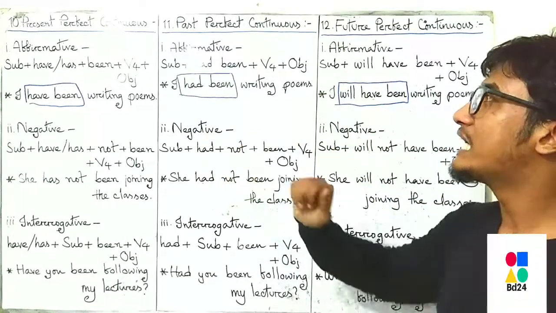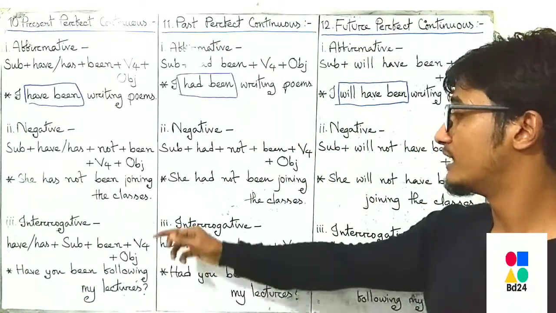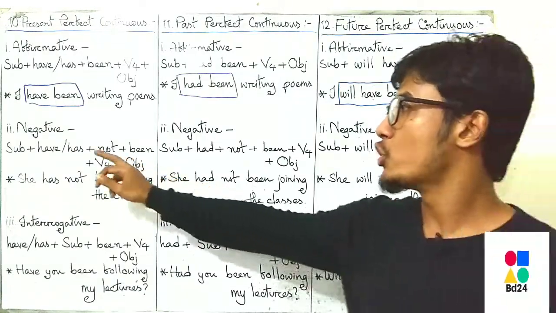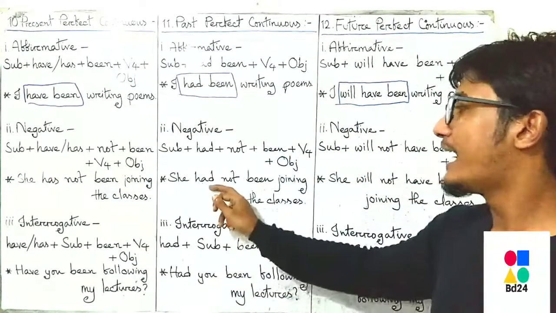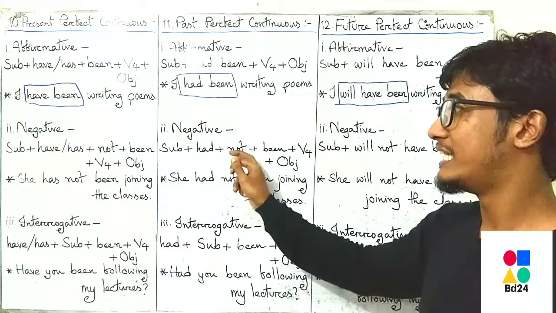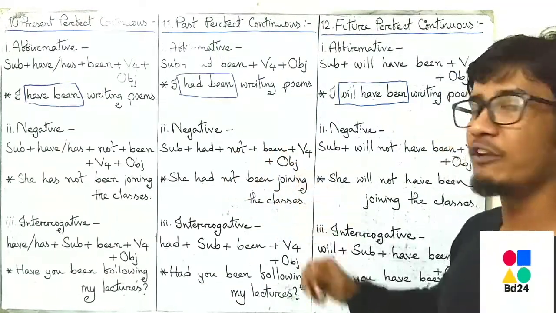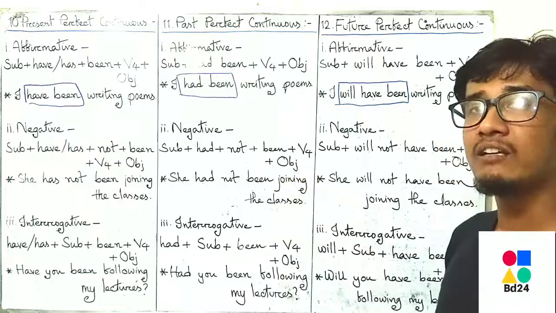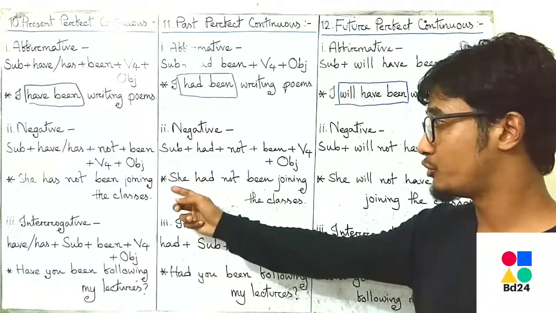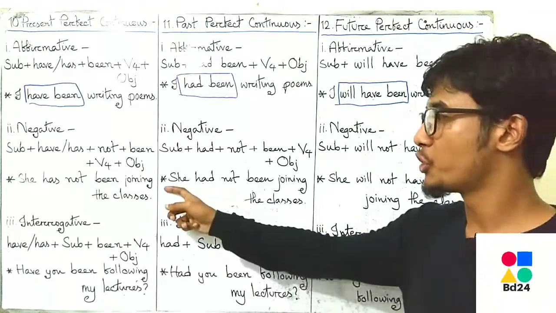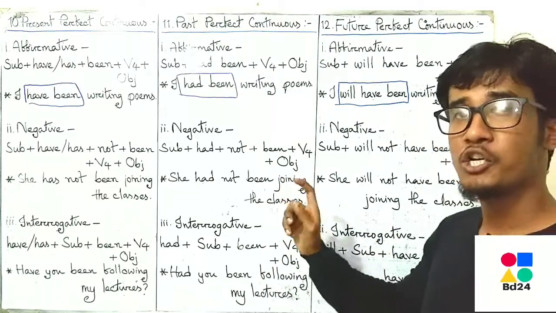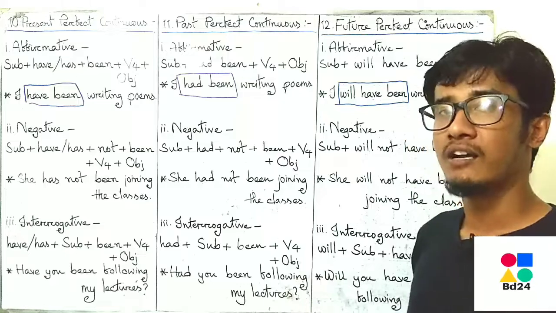Let's move on. Negative sentence of past perfect continuous. Similarly, at the beginning, subject, then had been, not have or has. Subject plus had plus not, negative word, then been, then V4, verb plus ing, and finally an object. So the example is she, subject, then had not been. She had not been, V4 verb plus ing, joining. She had not been joining the classes.